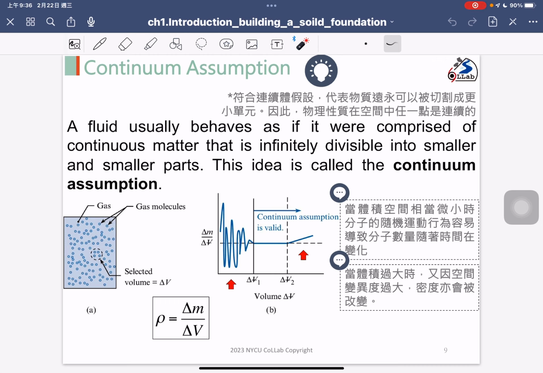So that's why we call that the continuum assumption. What is the continuum assumption? As you can see, I have a gas tank here, and I can capture a small amount of the gas, right? And I try to measure how much mass and how much volume I capture in a small amount of the gas. After that, I can compute the density.